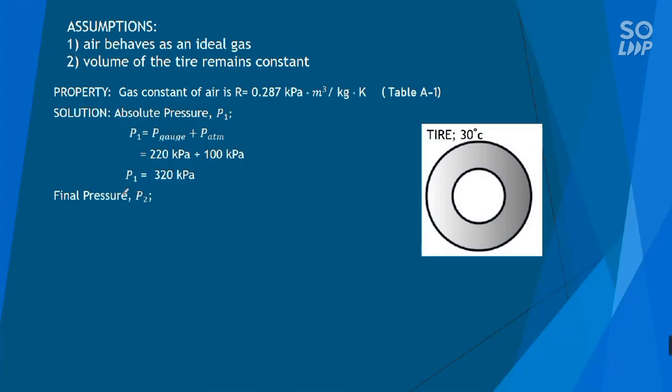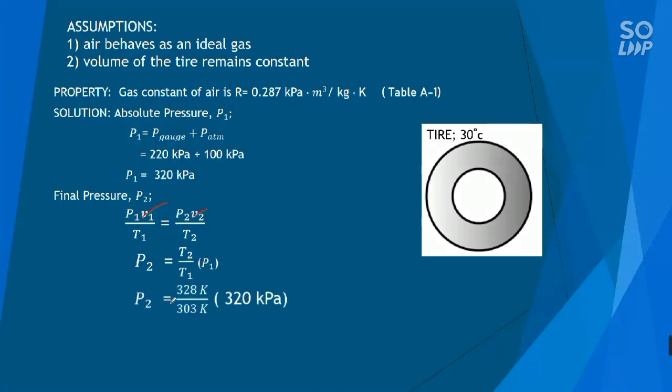Next, we need to solve for the final pressure denoted by P at state 2. So we have the formula P1 V1 over T1 is equal to P2 V2 over T2. Since the volume is constant, we will cancel that. Cross multiplying this equation, we have the final pressure P2 is equal to T2 divided by T1 multiplied by P1, or the absolute pressure. Plugging in the values we already have, we get 328 Kelvin divided by 303 Kelvin multiplied by 320 kilopascal. We have the final pressure equal to 346 kilopascal.